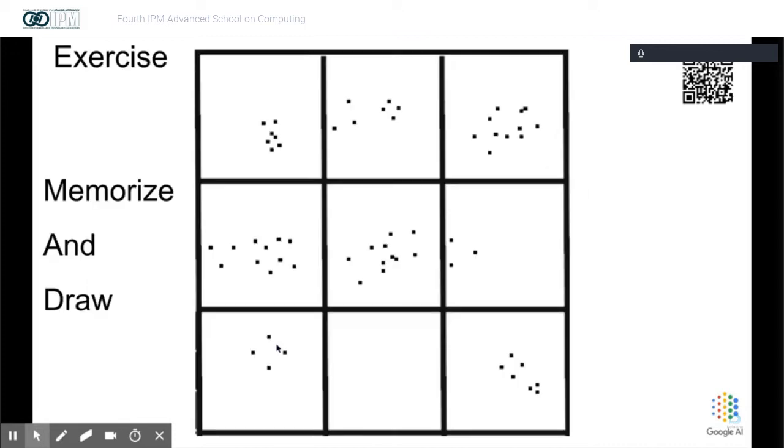So let's just start with a challenge. This is for you, the audience, to solve. Take a moment to look at these 9 pictures. In 5 seconds, you are asked to draw all of them from memory as accurately as possible. Just memorize them to be able to draw.